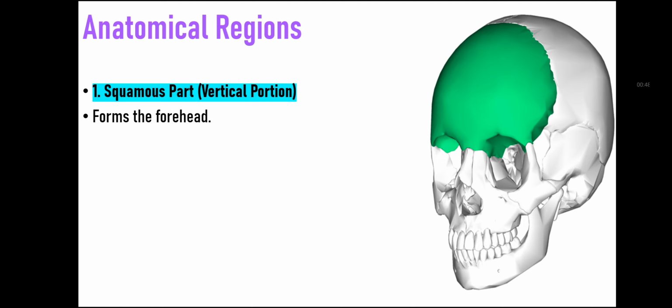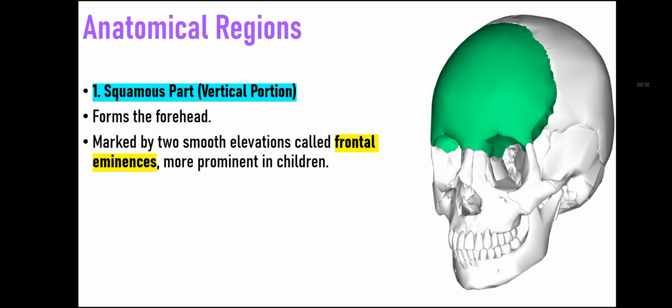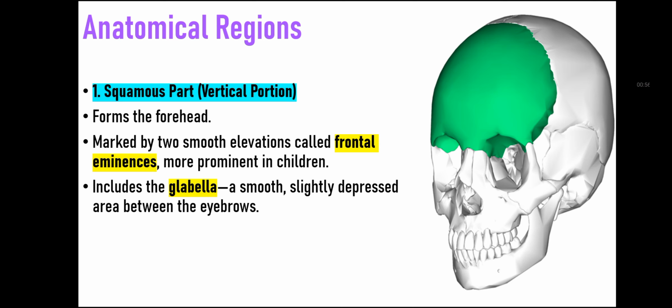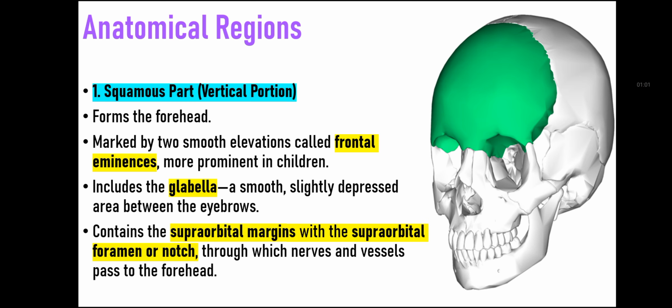It forms the forehead. It is marked by two smooth elevations called frontal eminences that are more prominent in children. It includes the glabella, that is a smooth, slightly depressed area between the eyebrows, and it contains the supraorbital margin with the supraorbital foramen or notch through which nerves and vessels pass to the forehead.